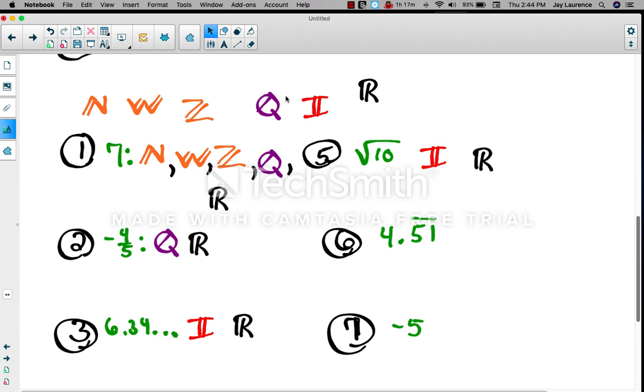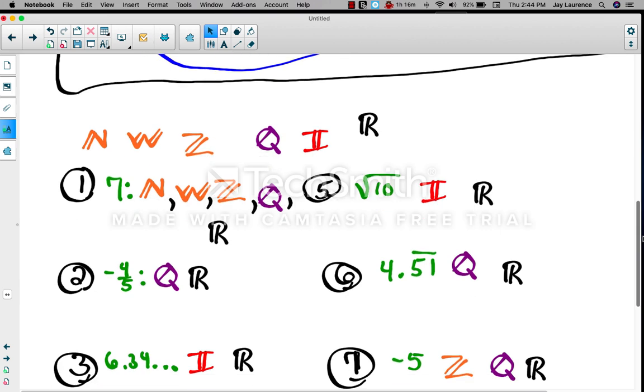Number 6, not natural, not whole, not integer. It's a rational number because it's a repeating decimal, and it's real. -5 isn't natural because naturals start with 1 and go up. Can't be whole because wholes start with 0 and go up. It's an integer. It's rational. And it's a real number.